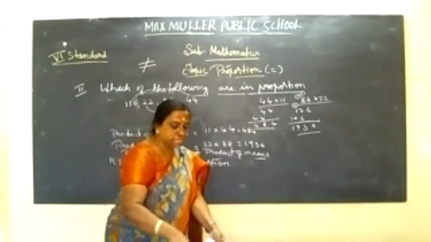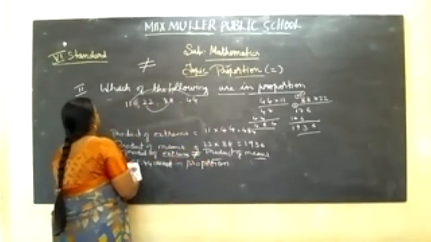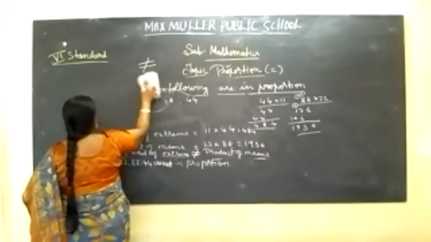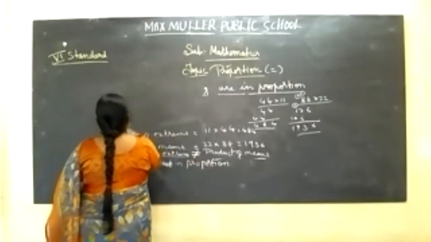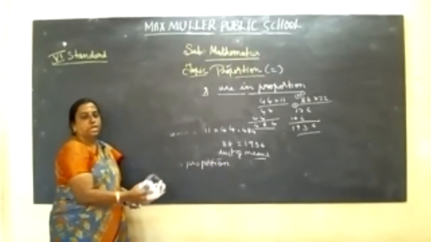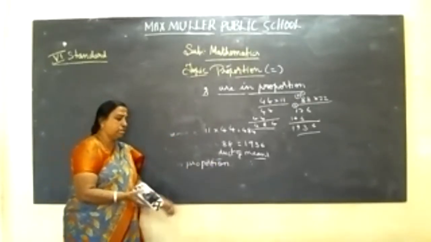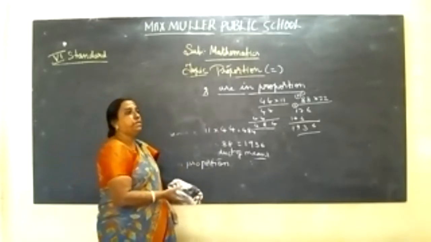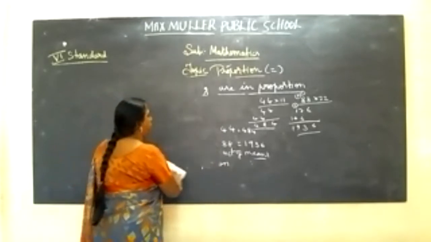Find the missing number. Third main. So in proportion, if any one number is missing, for example, when two ratios are equal, they are in proportion. If any number is missing, how to find it out, I'll teach you.